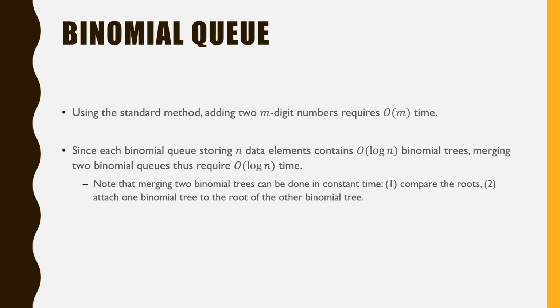Note that merging two binomial trees involves comparing their root values and attaching one tree to the root of the other tree, both of which can be done in constant time, O(1). Recall that adding two m-digit numbers using the standard method requires linear time, O(m). Therefore, merging two binomial Qs with size n, which corresponds to binary representations with at most O(log n) digits, requires O(log n) time.